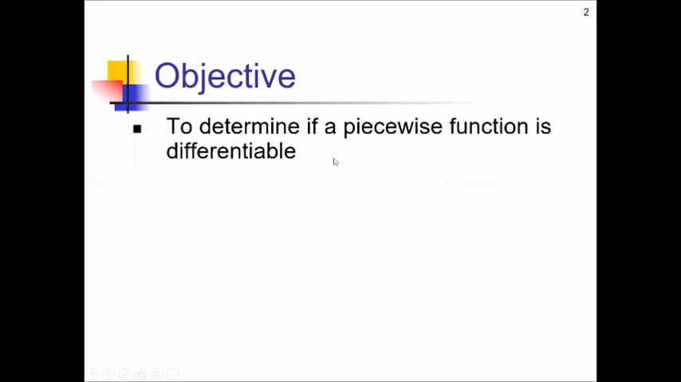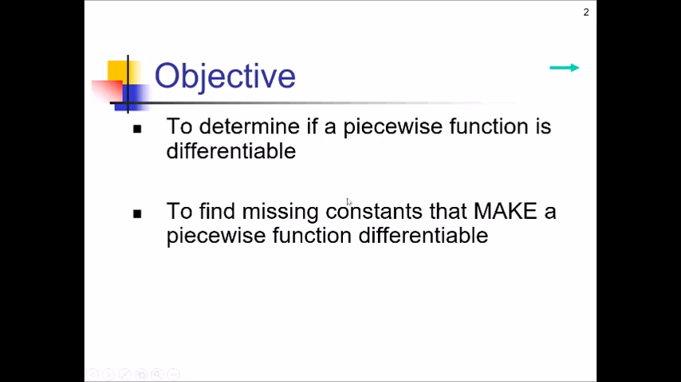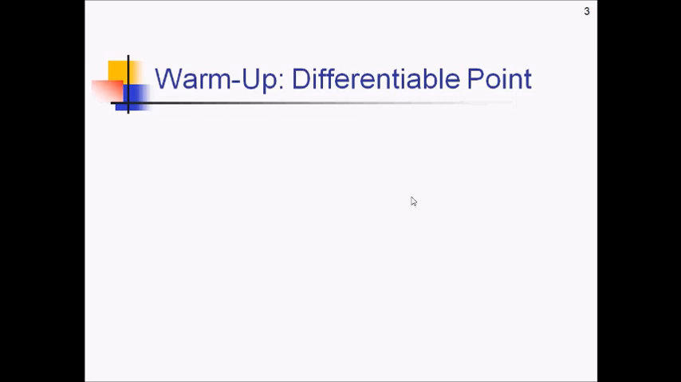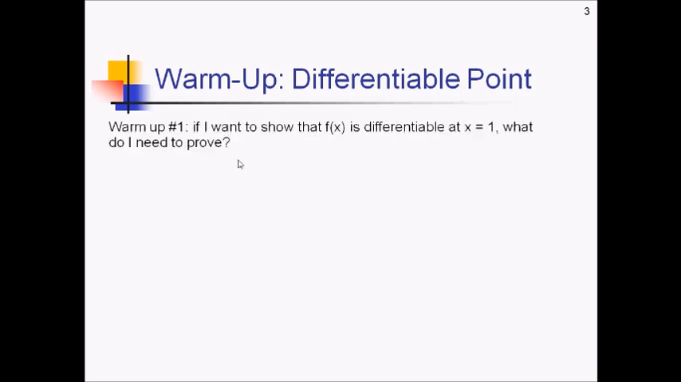In this one, we're going to figure out if a piecewise function is differentiable, and we'll find missing constants that make a piecewise function differentiable. For a warm-up on this one, this is going to be a two-parter. First warm-up, if I want to show that f of x, this piecewise function down here, is differentiable at x equals 1, what do I need to prove?